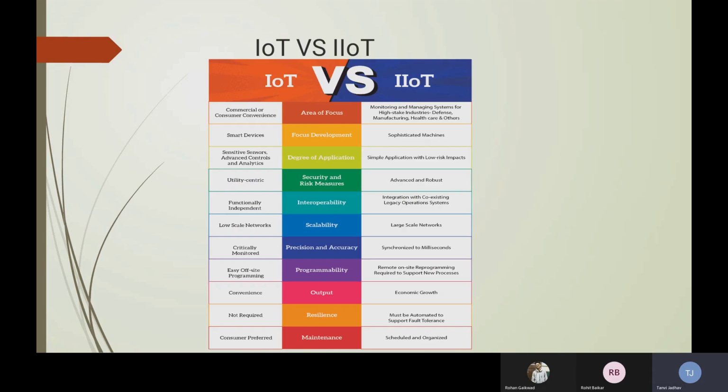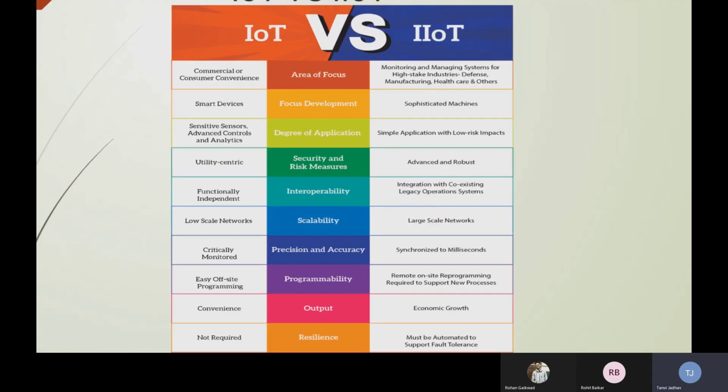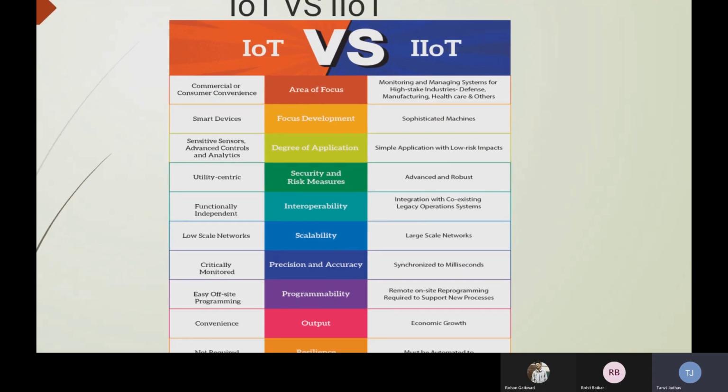Now we'll see some of the parameters of IoT versus industrial IoT. The first parameter is area of focus. In case of IoT, the area of focus is on commercial or consumer convenience, while in case of industrial IoT, it is monitoring and managing systems for high stake industries: defense, manufacturing, healthcare, and others. The other parameter is focus of development. In case of IoT, it is smart devices, and in case of industrial IoT, it is sophisticated machines.